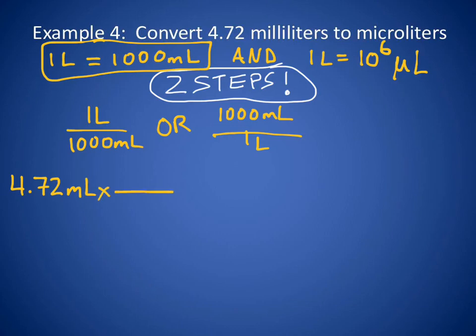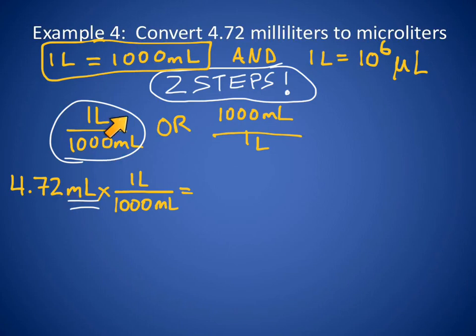Doing the first step, we're going to do the liter one first. 1 liter is equal to 1,000 milliliters. So I got my 2 fractions set up there. A liter over 1,000 milliliters, or 1,000 milliliters over a liter. 4.72 milliliters times one of those fractions. Which one should I use? Number 1 or number 2? I should use number 1 because I have milliliters. Since I have milliliters, I want the one with milliliters in the denominator. This one's got liters in the denominator. So there's my fraction. I'm going to take this, times it by that fraction.